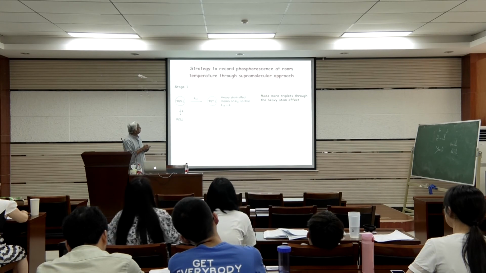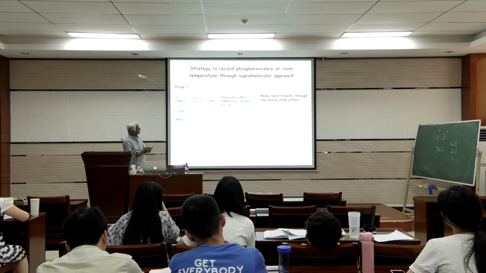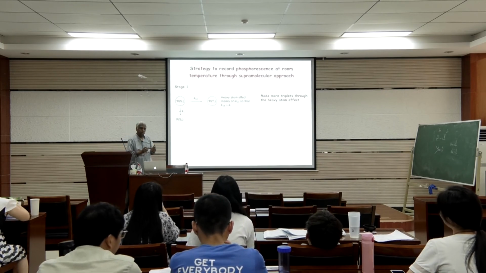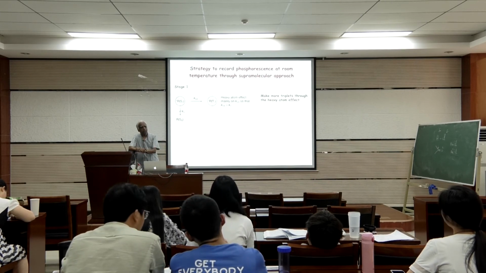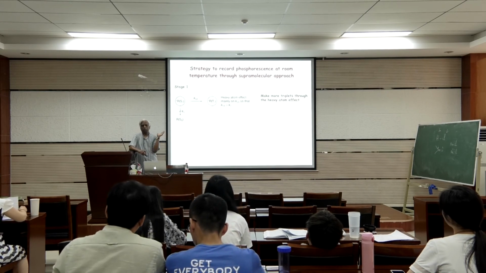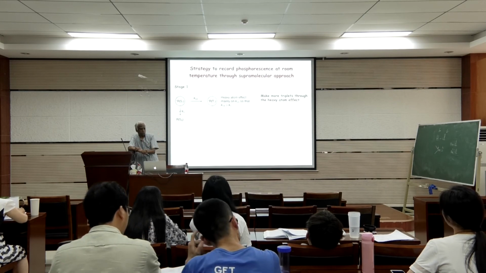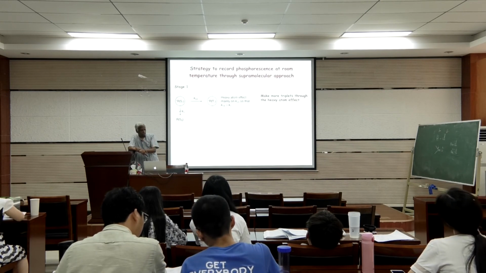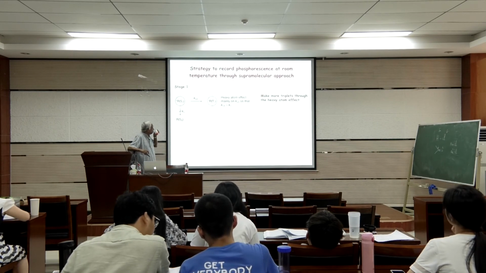Okay, so now you want to see what is the strategy to record phosphorescence at room temperature through a supramolecular approach. Before we start this, phosphorescence is very hard to see at room temperature. Okay, that is why we are interested in it. If it is easy to see, there is no point in spending time on this. So phosphorescence you cannot see at room temperature. That is why we use a glass at 77 Kelvin, using liquid nitrogen.